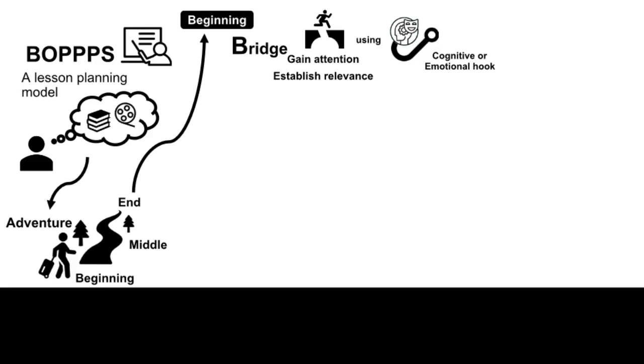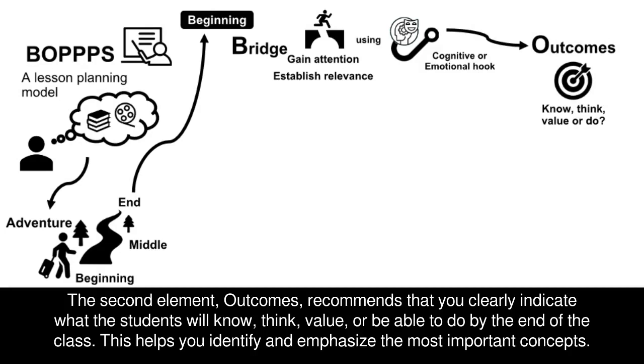The second element, outcomes, recommends that you clearly indicate what the students will know, think, value, or be able to do by the end of the class. This helps you identify and emphasize the most important concepts.